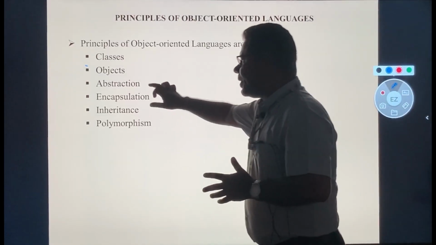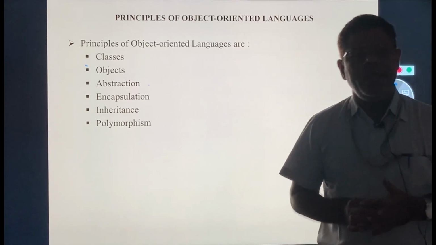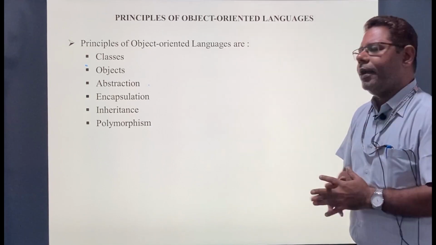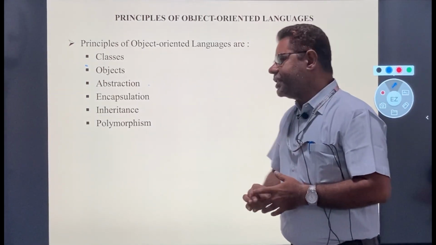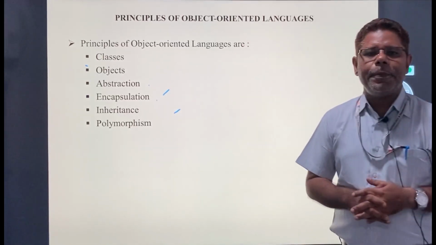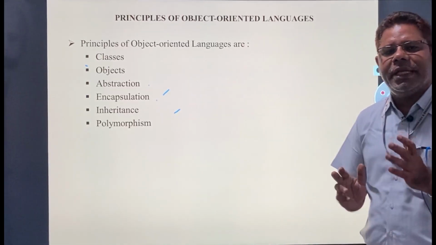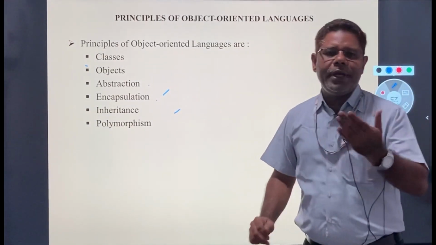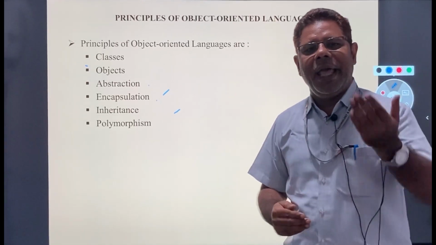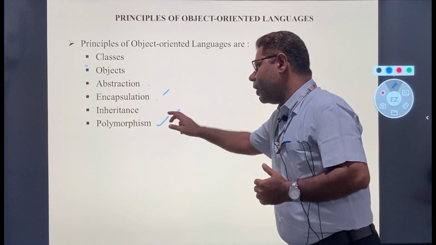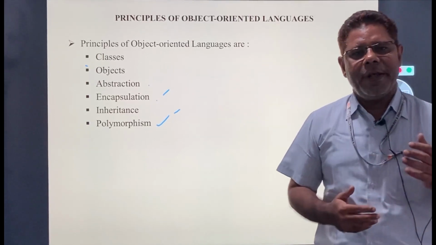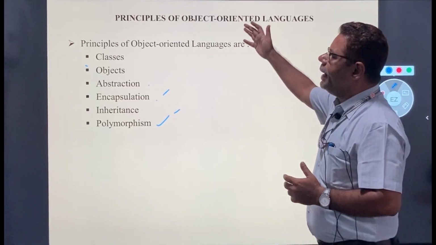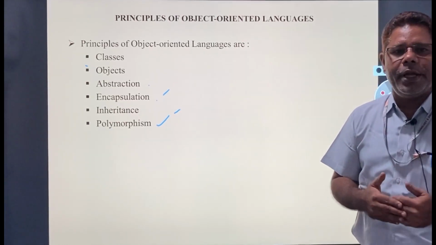Next, the third one is abstraction. In abstraction, we hide the implementation details and only concentrate on the functionality for the user. Next, encapsulation is the binding of data members and methods into a single unit. Inheritance specifies how we can use the properties of one class in another class. And why polymorphism? By using polymorphism, we can perform one task in many ways. So this is the basic idea about the principles of object oriented programming.